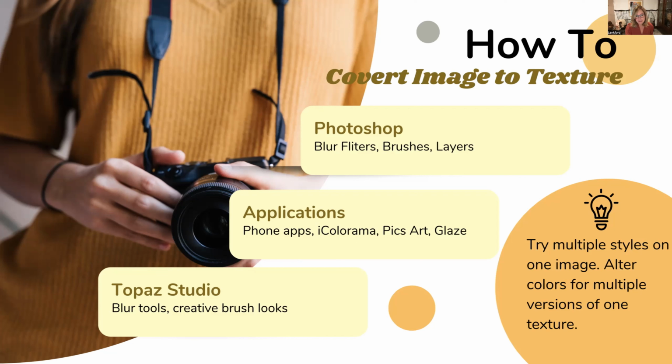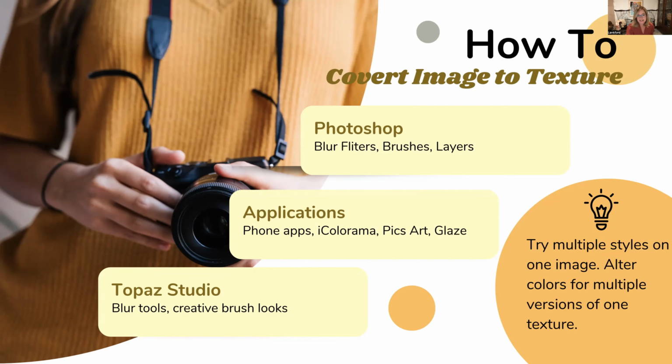Now, you can also use applications. Whether those apps are on your phone, maybe through an iPad or a tablet, applications are a fun way to add creative effects. One app that I love to use is called iColorama. It allows you to create texture and paint. There's also a great app called Glaze, and it creates a glazed look of your image. There are also other programs that let you blur your image, so you might want to try some of those.